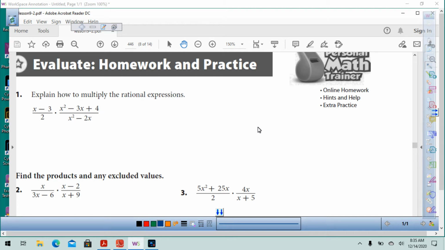Lesson 9-2. Page 446. Number 1, explain how to multiply the rational expressions.